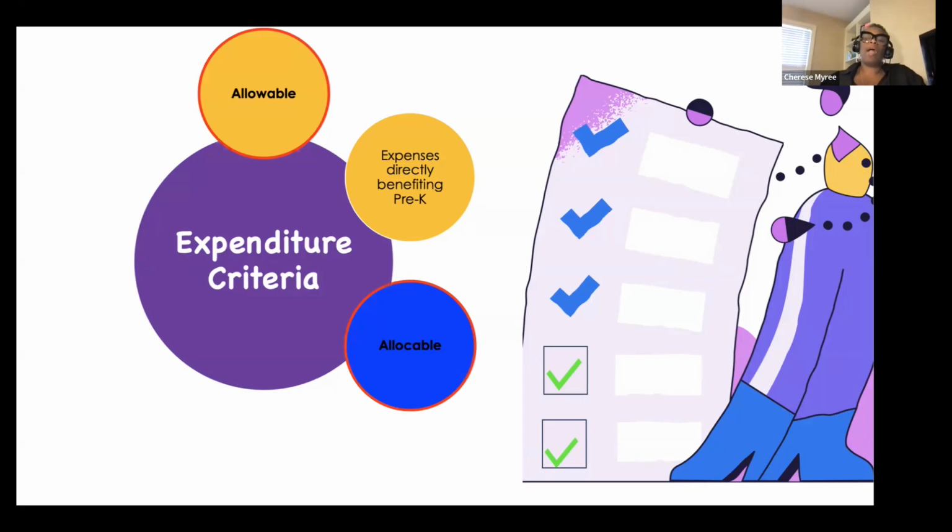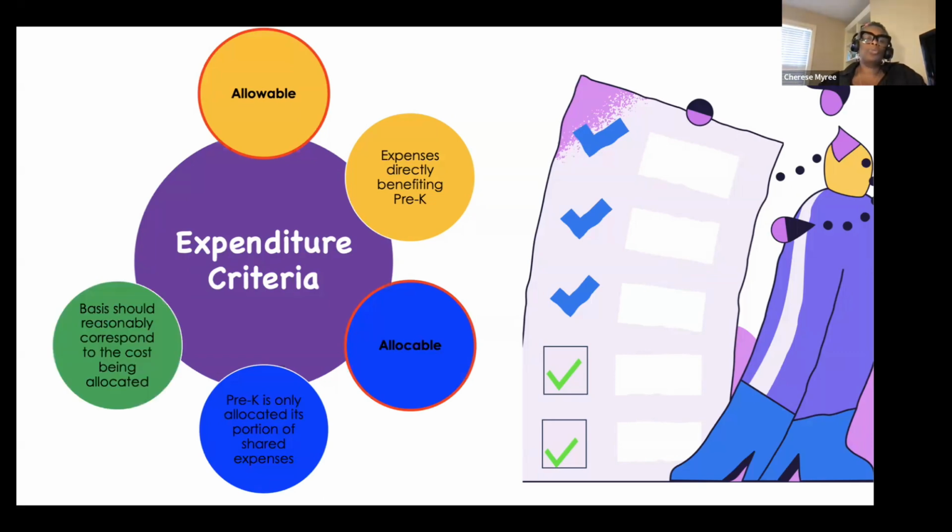to pre-K. And when you're allocating those expenses, that allocation that you use has to ensure that pre-K is only allocated its fair share of expenses. And the basis that you use for allocating those expenses should be reasonable, and it should correlate to the basis in which you're allocating. We'll talk about that a little bit more as we go along. And in 100% of the cases, whatever you charge the pre-K must be based on actual expenses, not on budgeted expenses, not on guessing what you spend it on, but actual expenses.